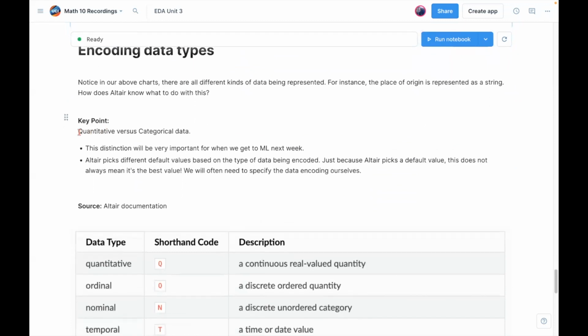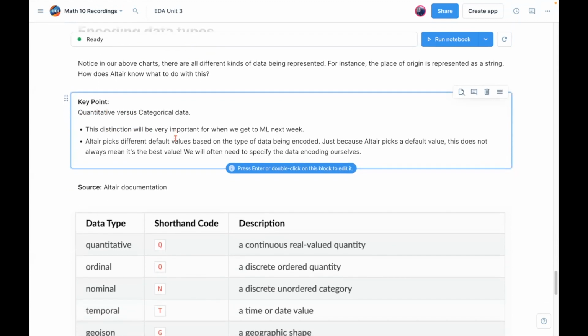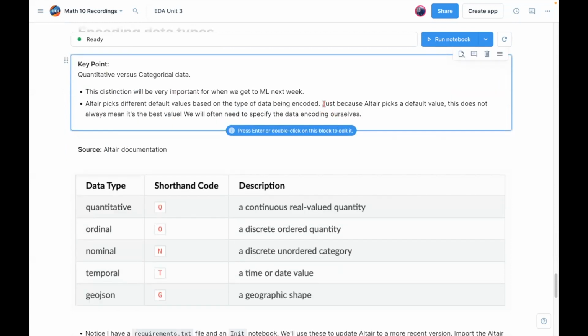The key point is this idea of quantitative versus categorical data, and this distinction is going to be very important for us when we get to machine learning next week. Altair picks different default values based on the type of data being encoded, but just because it's the default value doesn't mean it's necessarily the best choice. There are many situations where specifying the data encoding yourself is going to be better than the default.